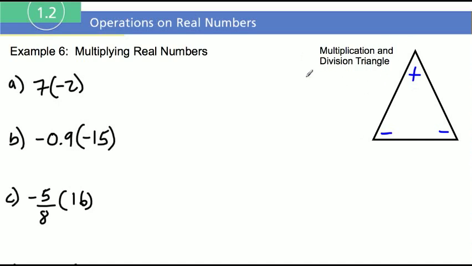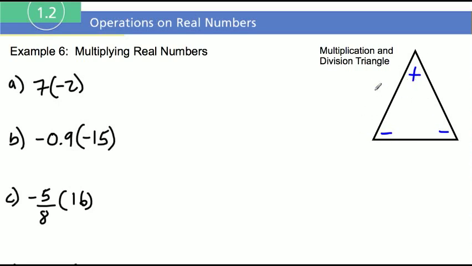Well, say if I wanted to multiply, for example, 7 times negative 2. Because 7 is positive, I'm multiplying a positive by a negative. If I multiply a positive times a negative, my result is a negative. Or if I go positive and negative, then I get negative. Say I want to multiply a negative times a negative. Then my result is a positive.